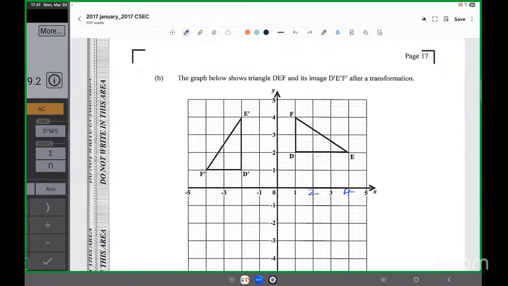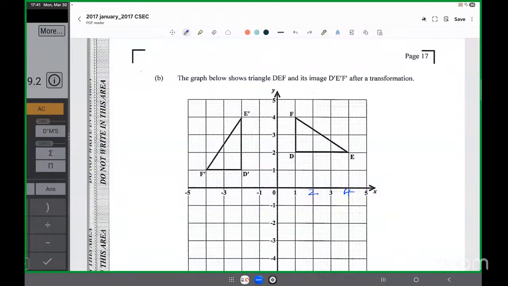It's not a translation, because with a translation, the image and the object would look the same, right? Same in every way, just in a different position. It's not an enlargement, because the two of them have the same size. So it's either a rotation or a reflection. To decipher if it is a reflection or not, you can check the orientation. If the orientation is not reversed, then it's not a reflection. A reflection in a line reverses orientation.